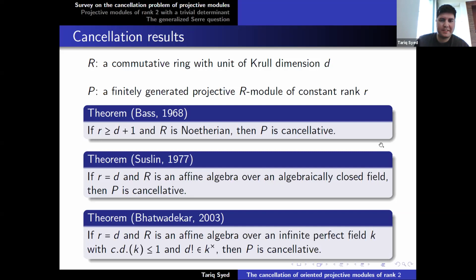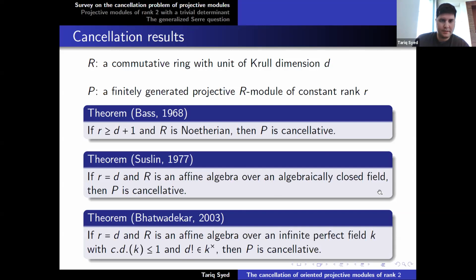I chose the language of commutative algebra because the definition of the generalized Vaserstein symbol is much easier in this language, but you can always think of affine schemes and just algebraic vector bundles of rank r in each step. And affine algebra just means finite type over the base field. But Bhatwadekar improved this result a little bit. So he proved that if R is an affine algebra, a finitely generated algebra, over an infinite perfect field K of cohomological dimension at most 1, and D factorial is a unit, then P is cancellative. So up to some further characteristic assumptions, he extended Suslin's result to a base field of cohomological dimension at most 1.